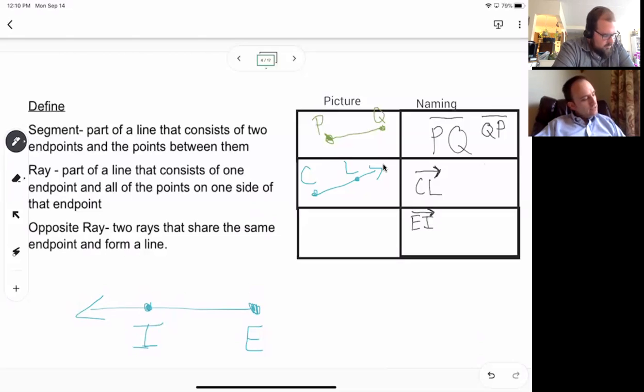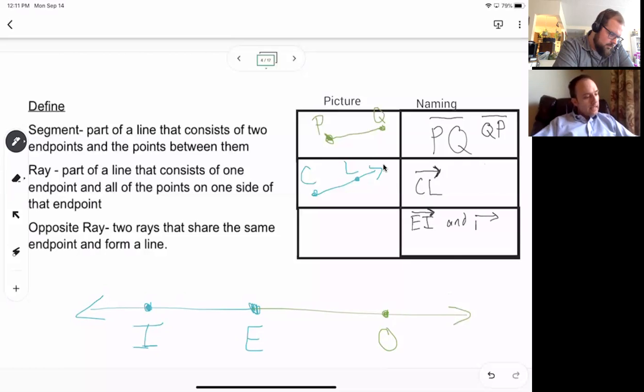And then I need another ray that shares that endpoint, but forms a line. So I need to go this way. And I'm going to put an O again because I'm still thinking of Old MacDonald. So EI and EO are opposite rays. You might note, this is important. They do, in fact, form a line.